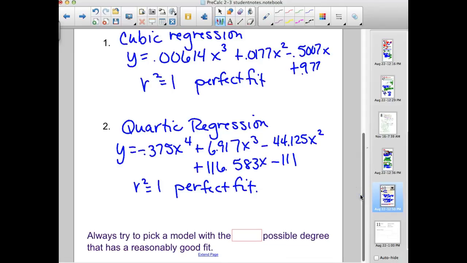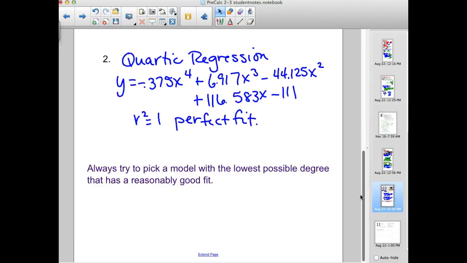All right. In general, you're trying to always pick a model with the least or lowest possible degree that has a reasonably good fit. In other words, if you have 5 points, but you can get a cubic model to be a very good fit, then you'd want to use that. You don't want to use the quartic model if a cubic would work.